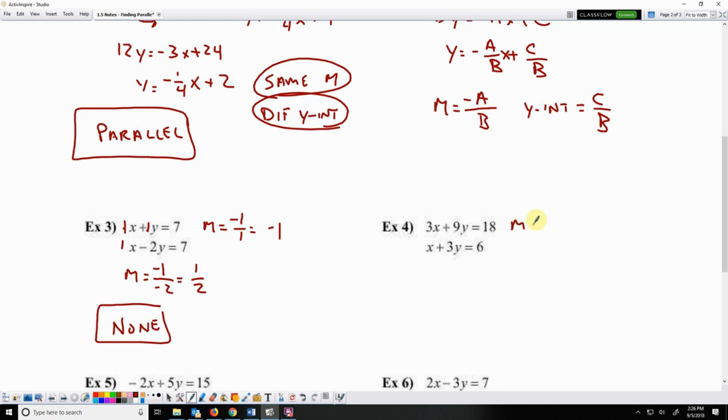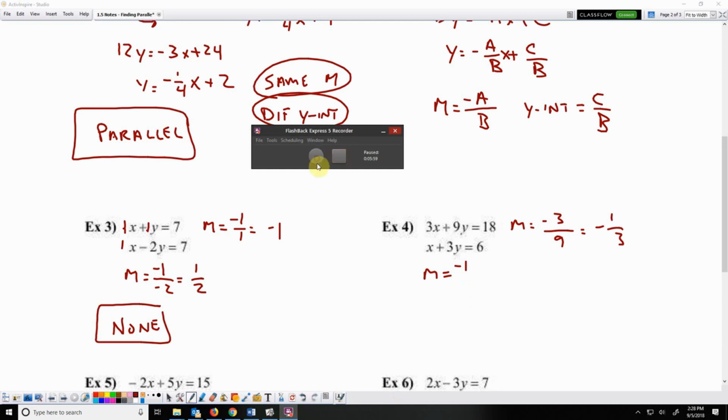Example 4, the opposite of A is negative 3, and B is 9. Negative 3/9 is negative 1/3. Here, in the second line, the opposite of A is negative 1, and B is 3, so I get negative 1/3. Same slope, which tells me these lines are either parallel or coinciding, so I better check the y-intercept.